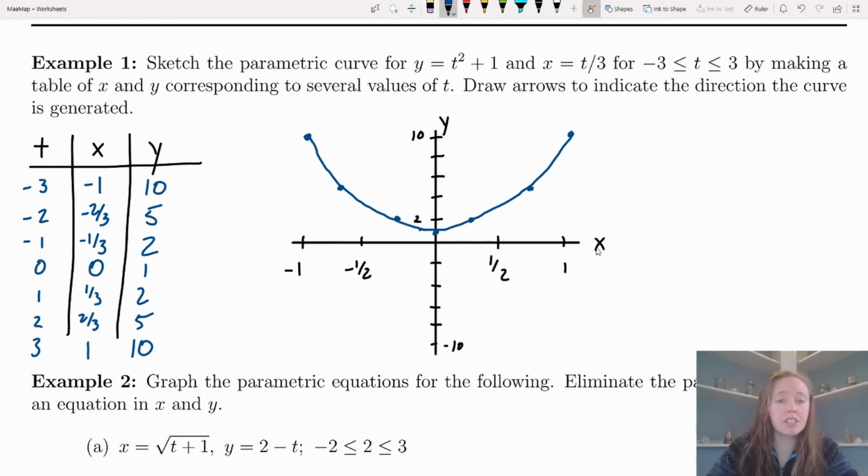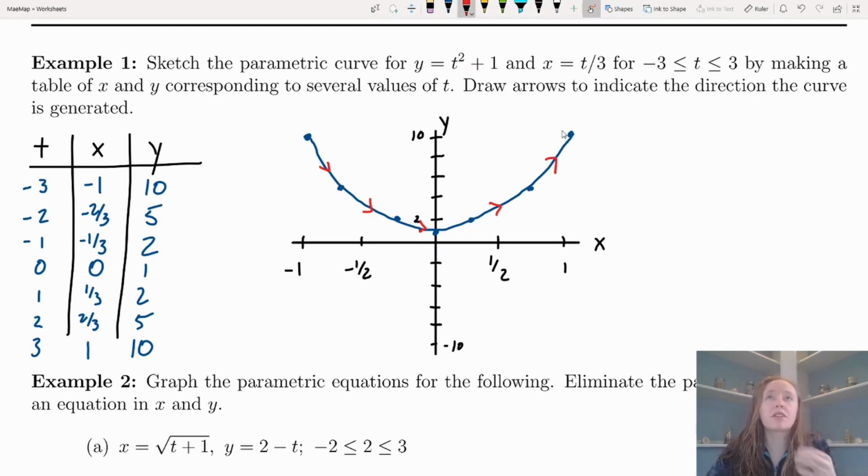We have something that resembles a parabola. Now our last step was to draw arrows to indicate the direction of the curve, which I'll draw in red. So to get the direction of the curve, we're going to start at our lower bound for t, which is -3, and work our way to our upper bound. That's the direction of the curve, which, remember, we started with plotting this point for -3. So our direction, drawing my arrows, would be from that leftmost point going towards that rightmost point.